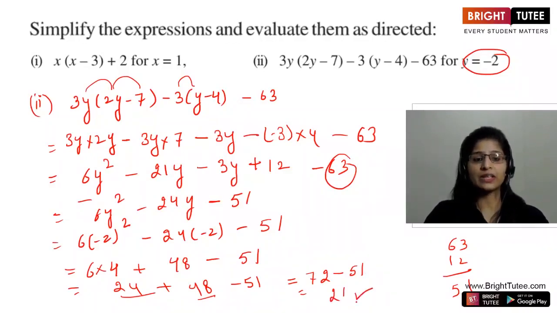Clear? So what we are doing here, we are first simplifying it, and then at the end we are putting y equal to minus 2. So what we did, we multiplied 3y with 2y, we got 6y square, 3y into minus 7, that is minus 21y, then minus 3y plus 12 and minus 63. So we just have solved them and put the value of y as minus 2. Clear?